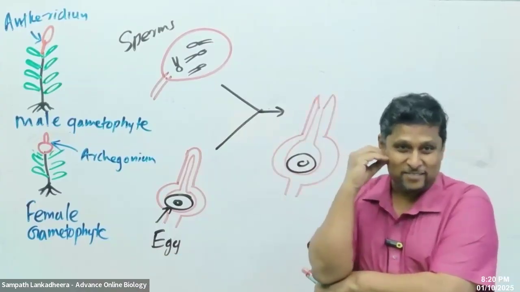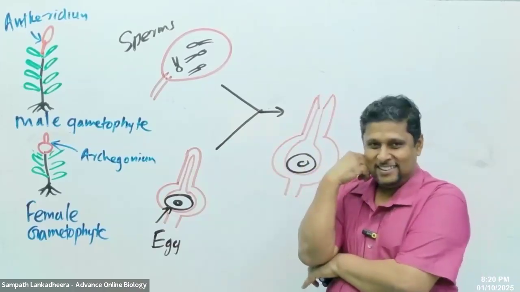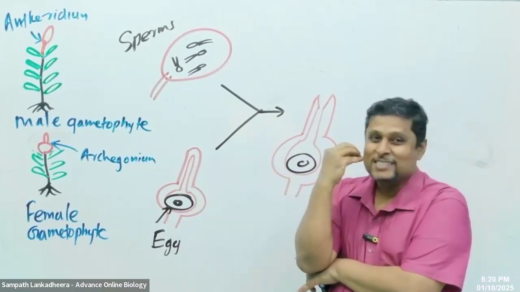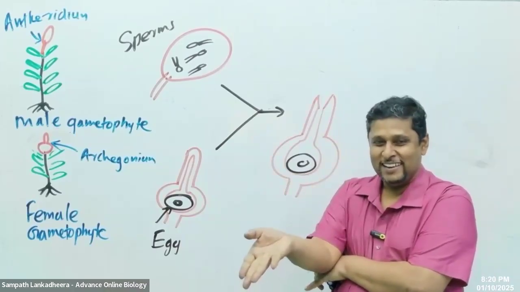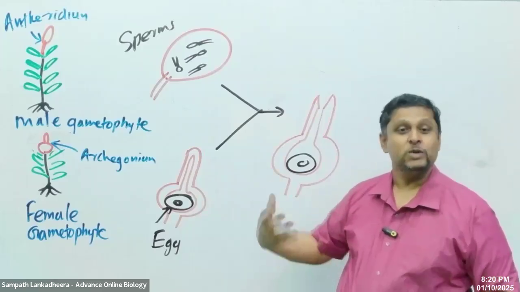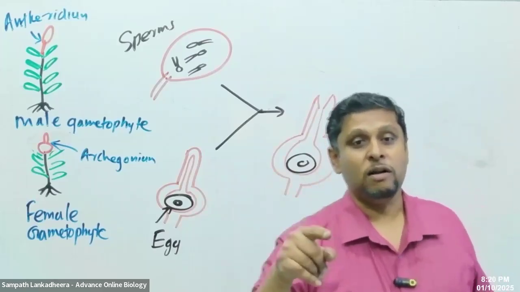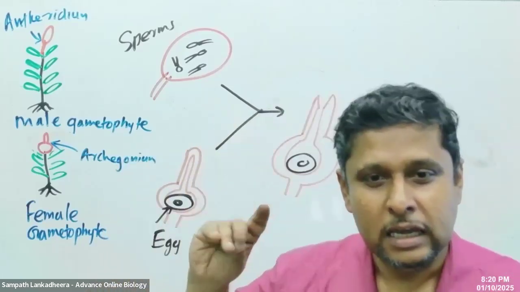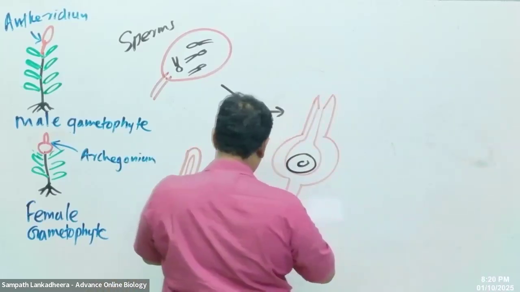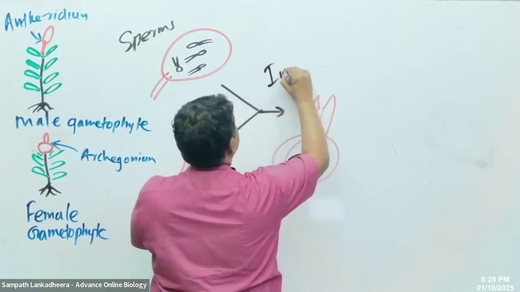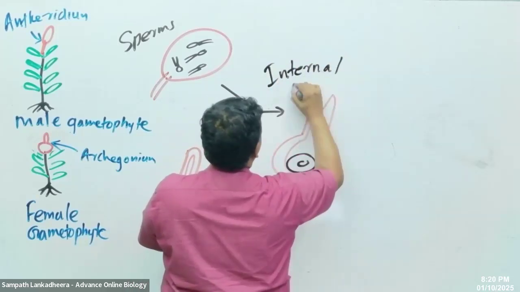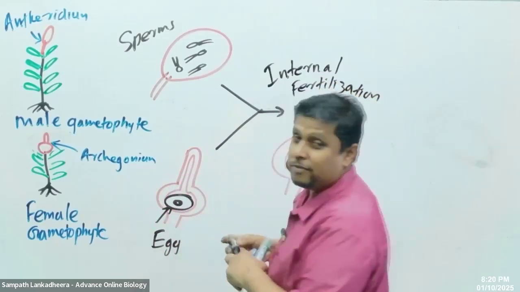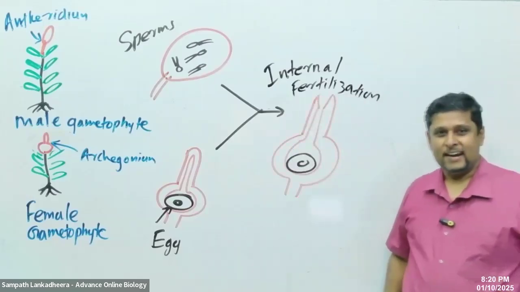Now, this is not like that. The queen is in the castle, and the sperm comes to her. So what do you call that fertilization? That you call internal fertilization. Internal fertilization occurs.